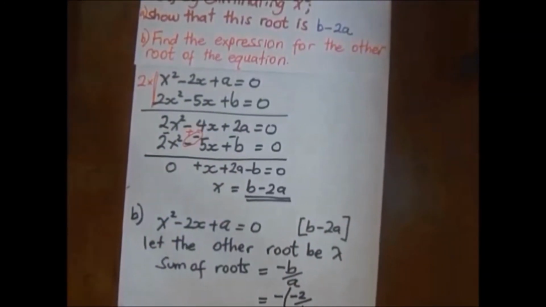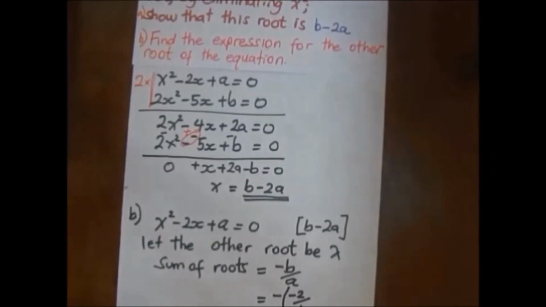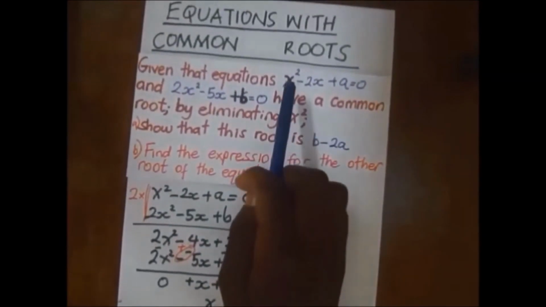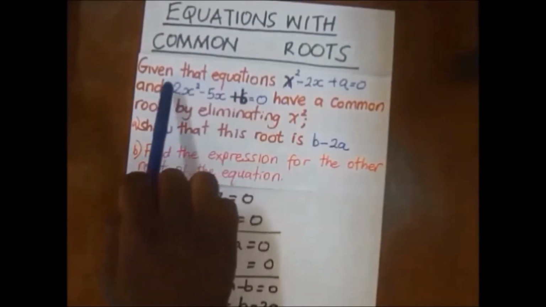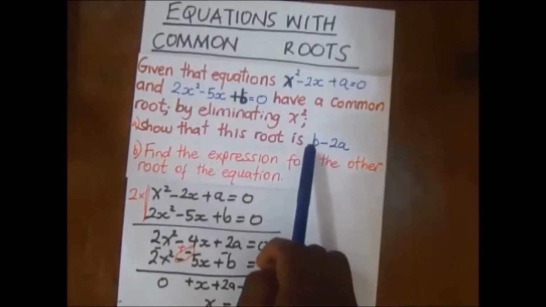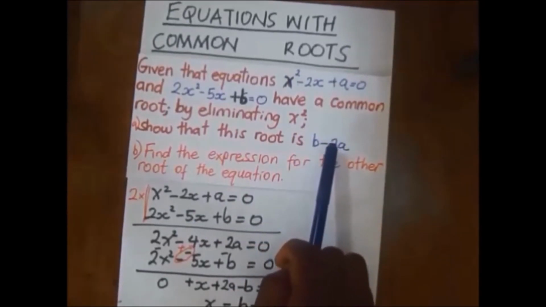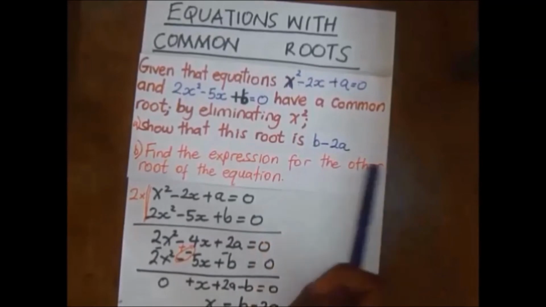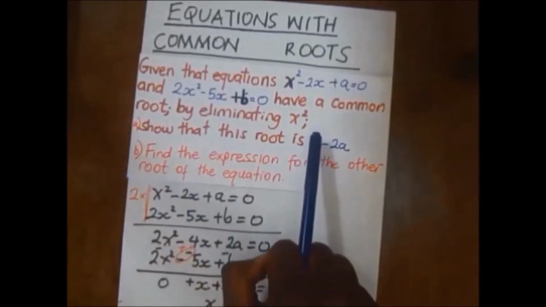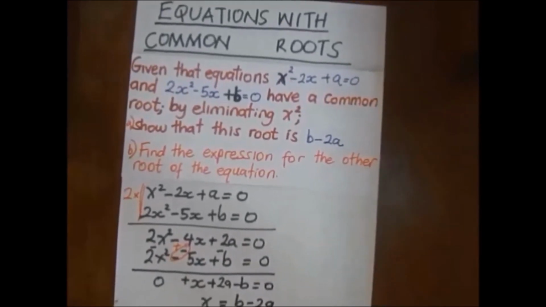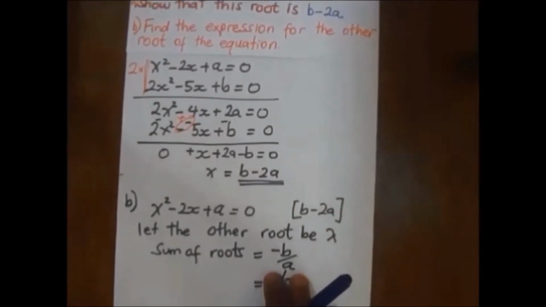So in this question we have two equations here. The first equation according to our question, as you can see, is this. Our second equation is that. And we have known that both these equations share that root, b minus 2a. So we are supposed to find the expression of the other root. It means that this equation has this root plus another root. This equation here has got this root plus another root. So we are supposed to find the expression of that other root. So we shall begin with our part B of the question.